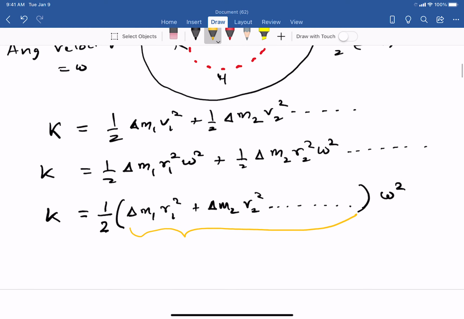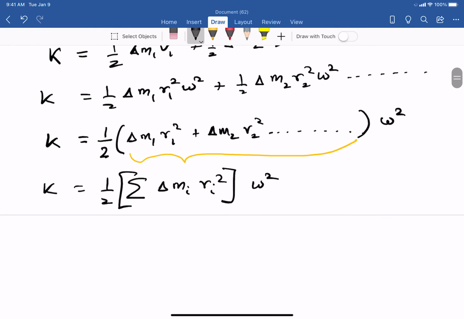This sum is nothing but the rotational inertia of the object. So I'll just write it like this: half summation over i of delta mi ri squared, times omega squared. And this sum is nothing but the rotational inertia of the object. So you get rotational kinetic energy is half I omega squared.